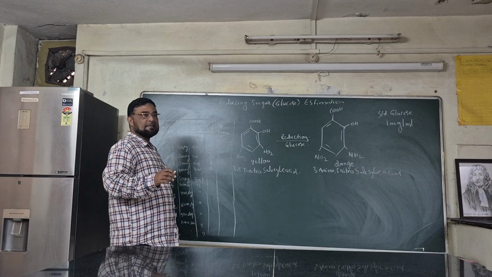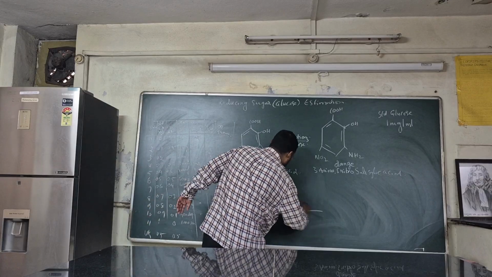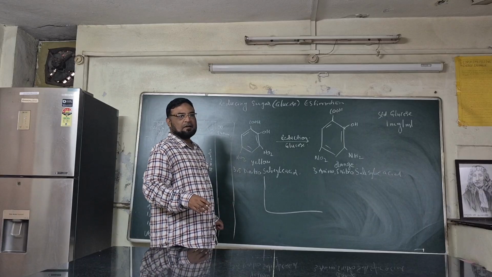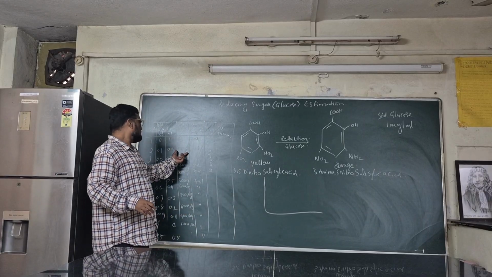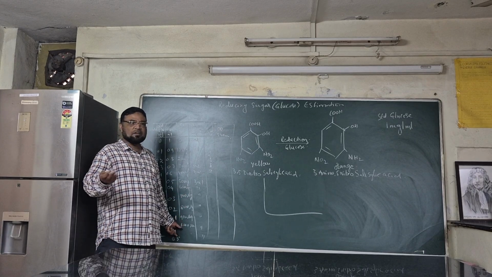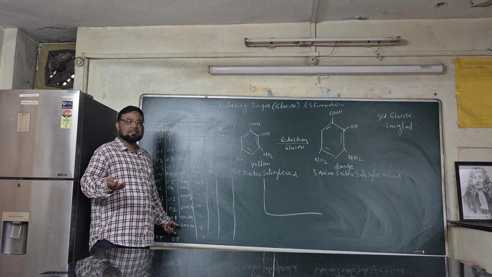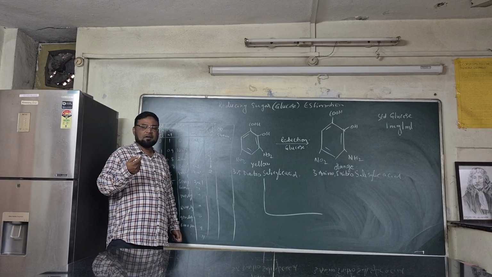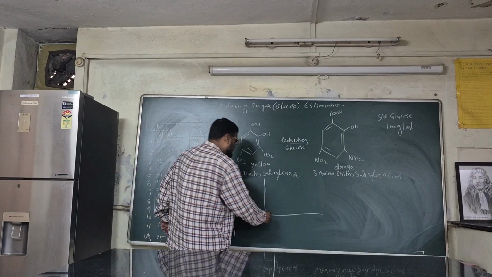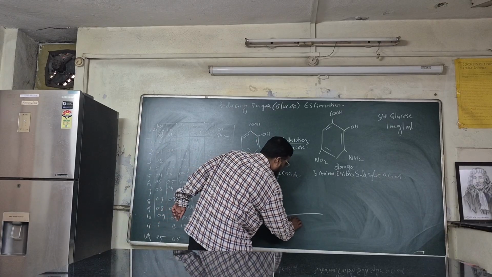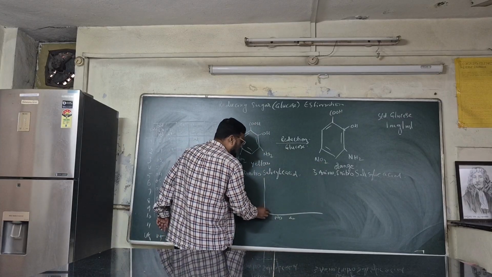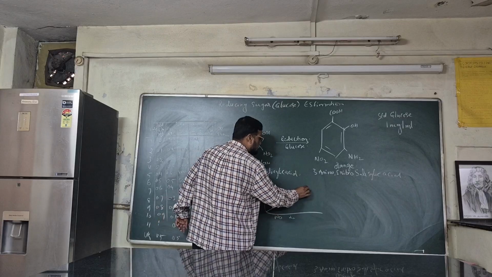Now you are supposed to construct a standard graph, OD versus concentration. You know the concentrations: 0, 100, 200, 300, 400, 500, 600, 700, 800, 900, 1000. These are the known concentrations, and you will be getting the OD. Optical density you will be measuring in the colorimeter. So here are the concentrations, and here there will be an OD. If you plot the graph, it will be something like this.